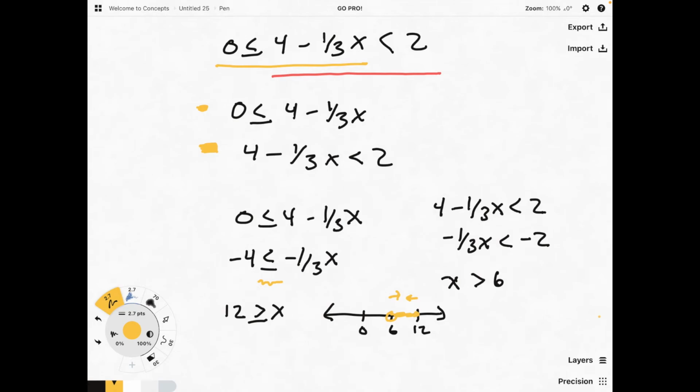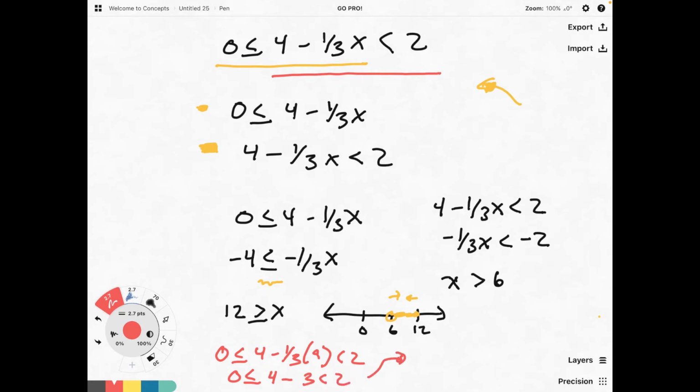If we wanted to check our answer in the original inequality, let's choose the number 9, because 9 does fall between 6 and 12. We can see that 0, which is less than or equal to 4 minus 1/3, and again we're going to choose 9, which is less than 2. If we simplify this down, we get 0, which is less than or equal to 4 minus 3, less than 2. This is going to go 0, which is less than or equal to 1, which is less than 2. And this checks out because 1 is greater than 0 and it's less than 2.